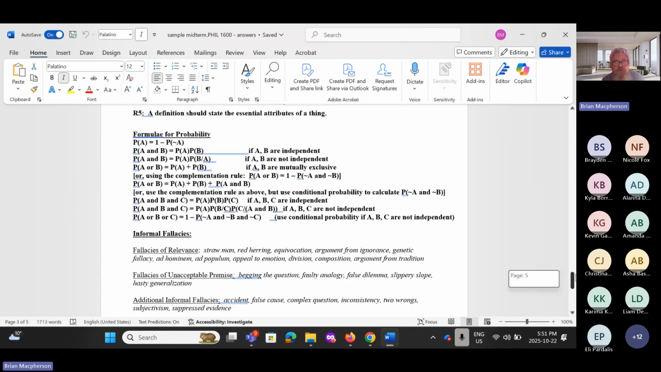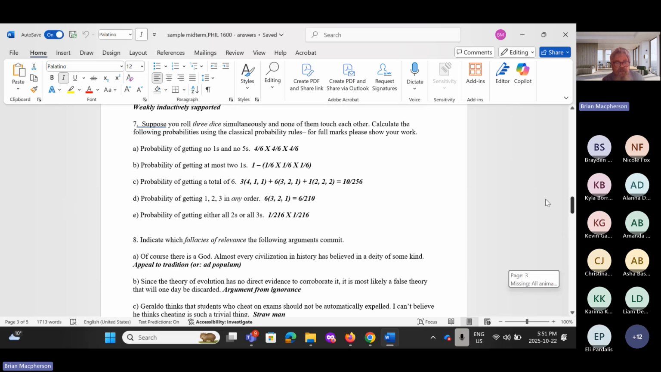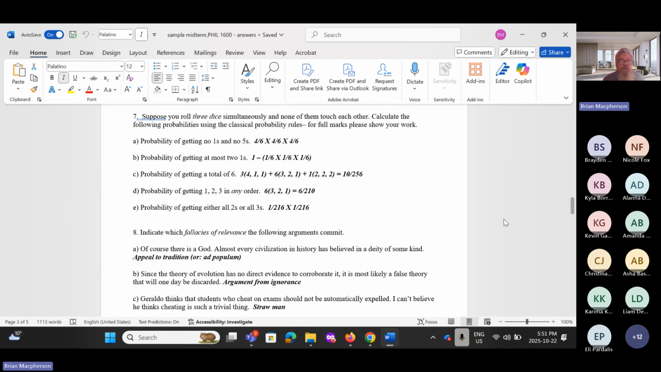Okay, so let's just work through 8, 9, and 10, and see what fallacies are going on in these questions. So number 8. Here's the first one. Number A: Of course there is a God. Almost every civilization in history has believed in a deity of some kind. What I'm doing there is appealing to tradition, right? Ad populum is another charge. It's like I could say, well, I vote conservative in every election because my parents always vote conservative. That's called an appeal to tradition, right?